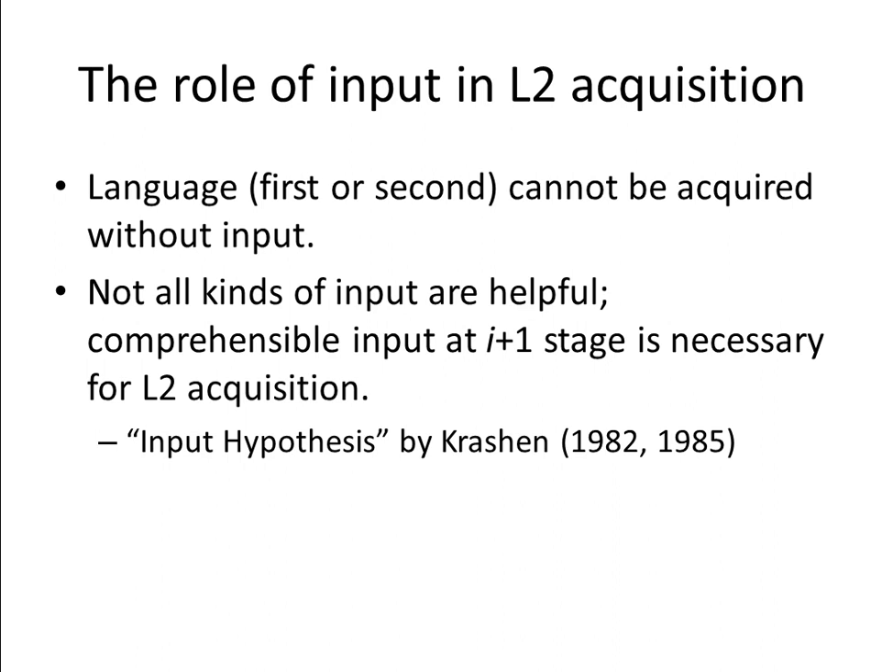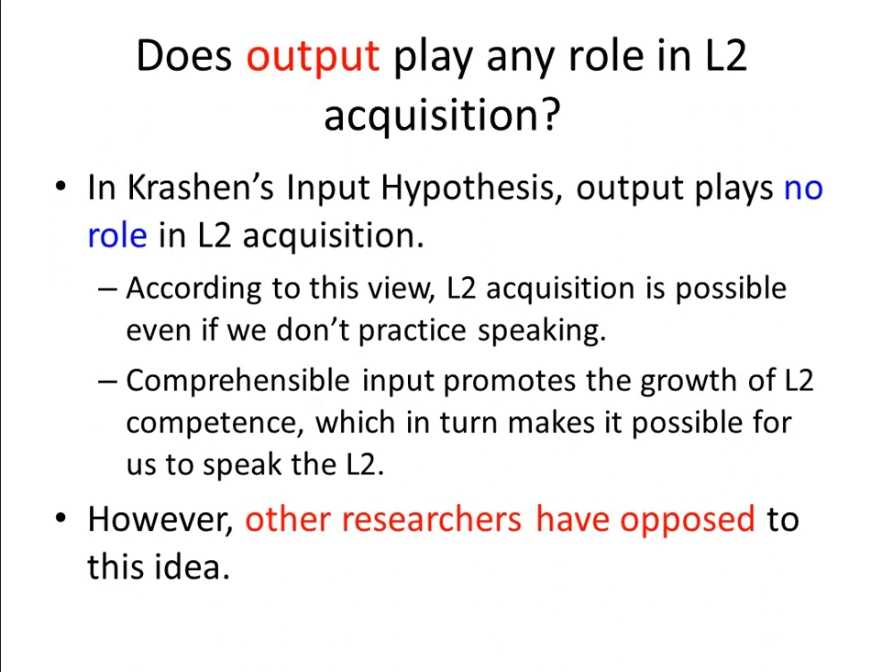And this is the starting point. So input is important. Then what about output? Does output play any role in second language acquisition? Actually, in Krashen's input hypothesis, output plays no role in second language acquisition. So output is not important. According to this view, second language acquisition is possible even if we don't practice speaking at all, because comprehensible input promotes the growth of second language competence, which in turn makes it possible for us to speak the second language. So all we need is comprehensible input. We don't really need output. This is Krashen's view.